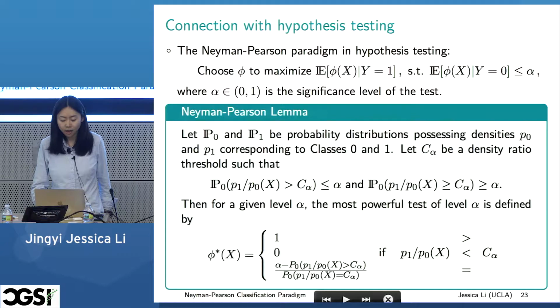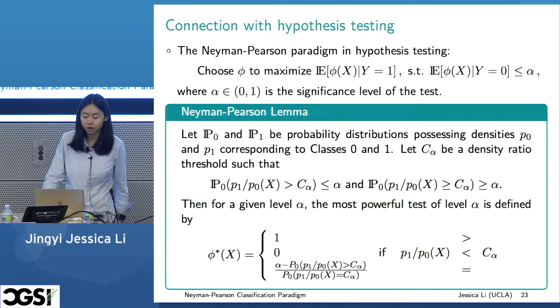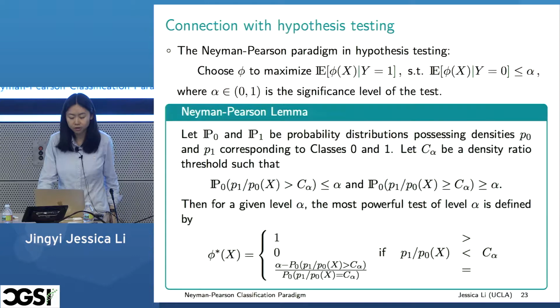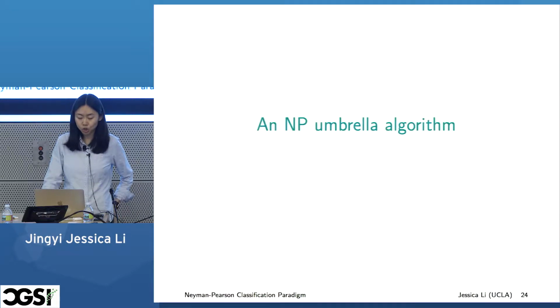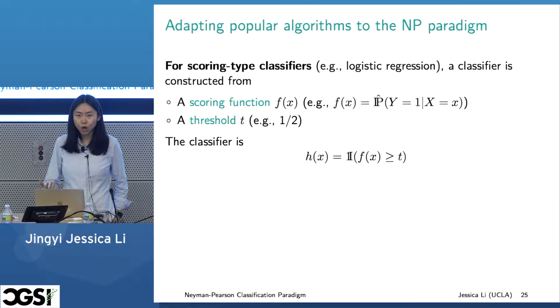Because in this tutorial I want to introduce the practical part, I skipped all the theoretical part of the Neyman-Pearson paradigm. We will directly jump into the algorithm. This umbrella algorithm will work with most currently used machine learning algorithms to achieve type 1 error control. We call these classifiers scoring type classifiers, or scoring type classification methods, for example logistic regression. These methods are the ones that can output some classification scoring function or scores, and then you can apply a threshold to those scores to make a binary decision.